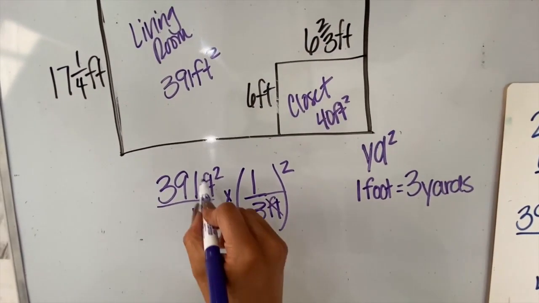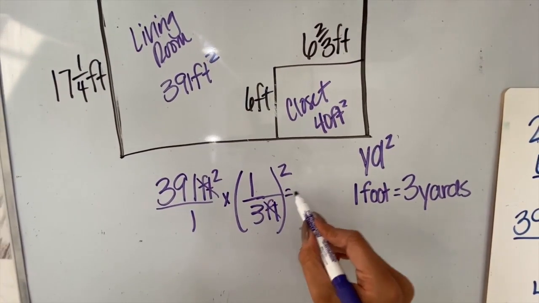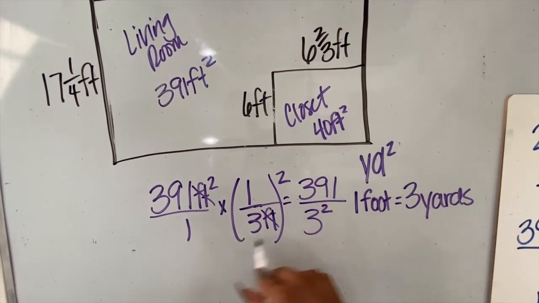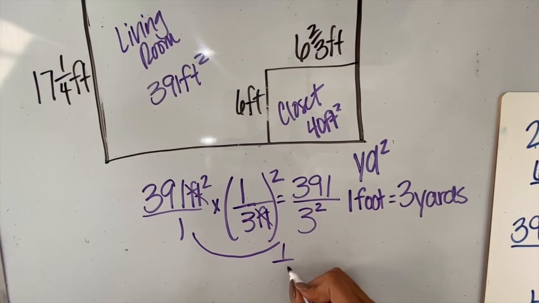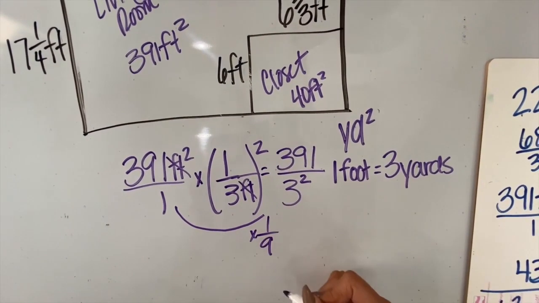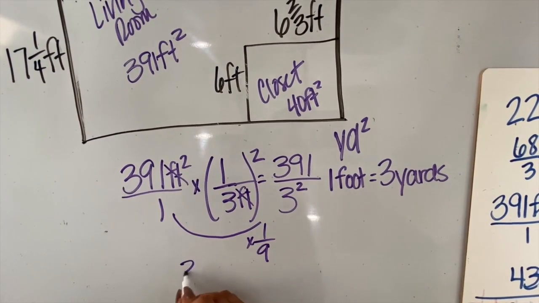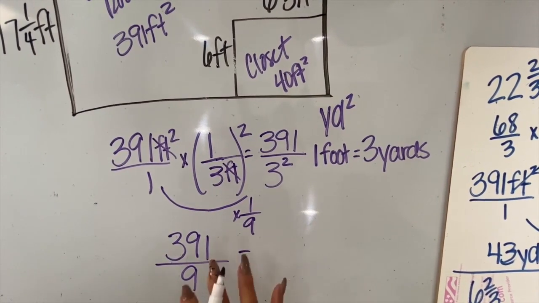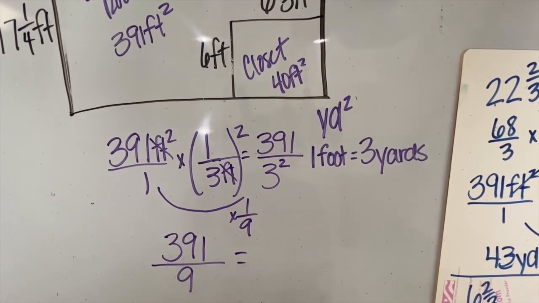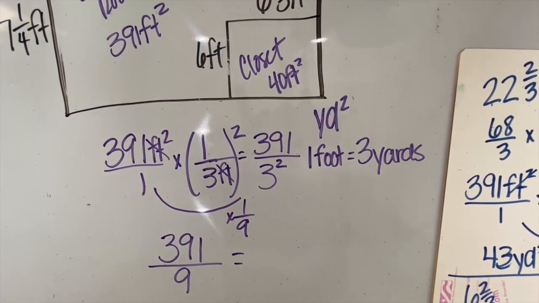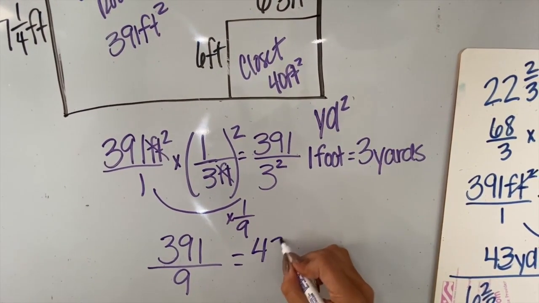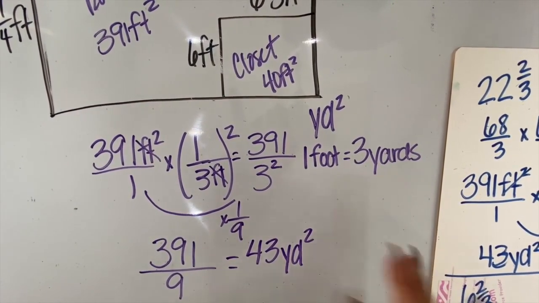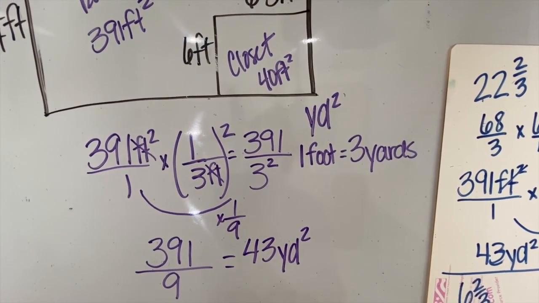Okay, so this is going to cancel this out. So then I'm going to be left with 391 over 3 squared. I sometimes jump this step, and you can also multiply by 1/9, because this is going to give me 391 over 9. Go ahead and pause the video and do that on the calculator. It should work out to like 43 and some leftover. We're gonna round it, so this will be 43 yards squared.